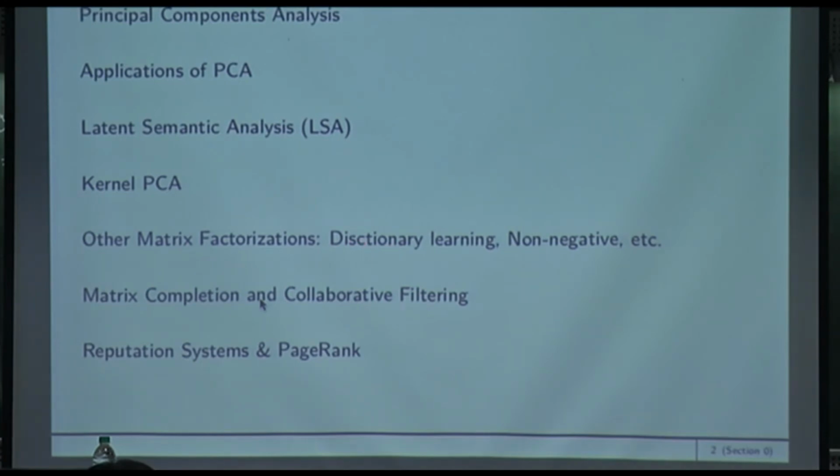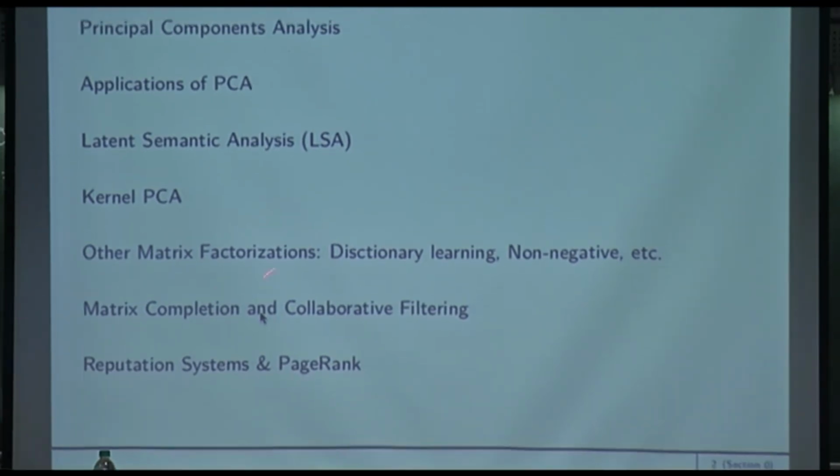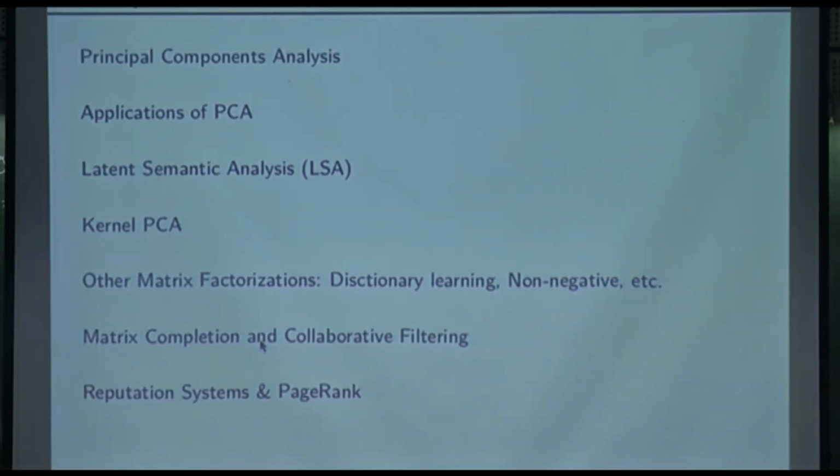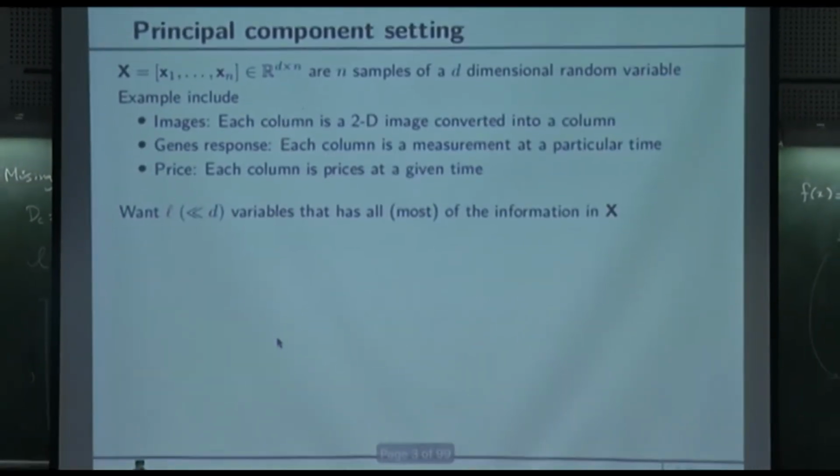There's an error here. It's dictionary learning, there's an extra S, remove that. We are looking at non-negative matrix factorization. That turns out to be very interesting as well. Then we'll look at matrix completion, which is a variant of the problem where some of the data points are missing and I want to figure out what to do with them. And finally, we will see that some related ideas are connected to reputation systems and PageRank. And that's where we'll finish this topic. Okay, going back here.